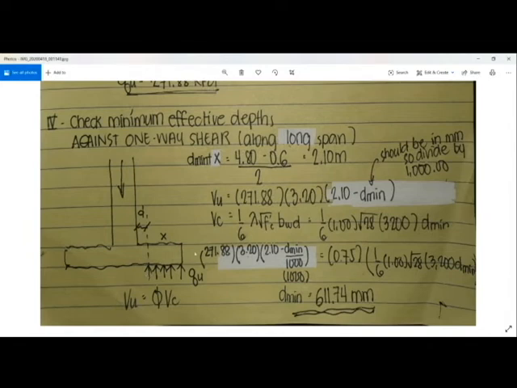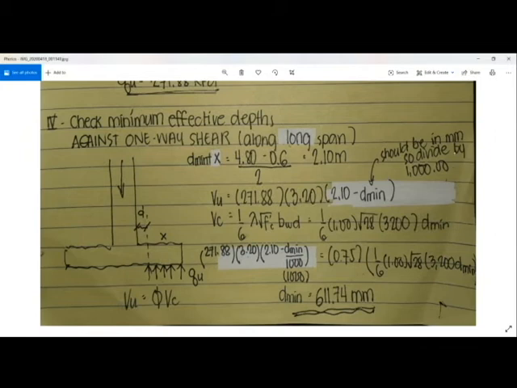We compute this distance, x, as 4.8 minus 0.6 over 2, which is equal to 2.10. But we subtract the d minimum. So x is equal to 2.10 minus d minimum. Of course, we want our d minimum, which we will solve later, to be in millimeters, so we just divide it by 1,000. It is written here.